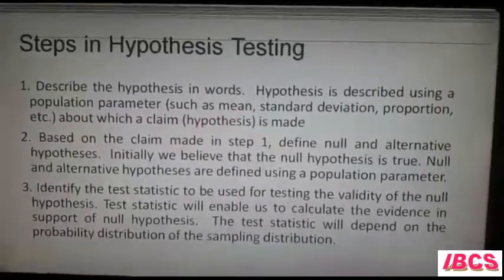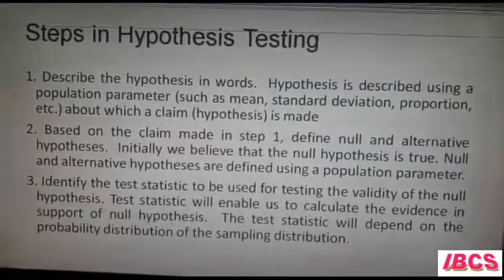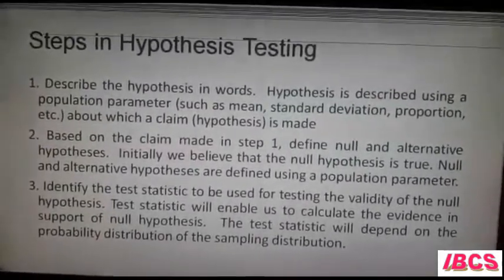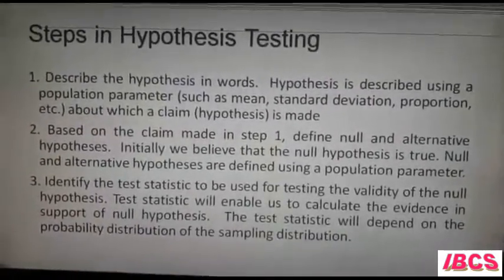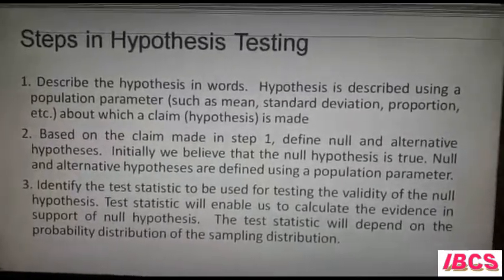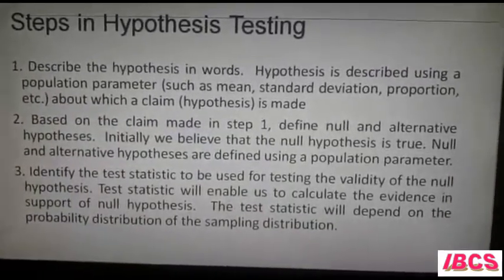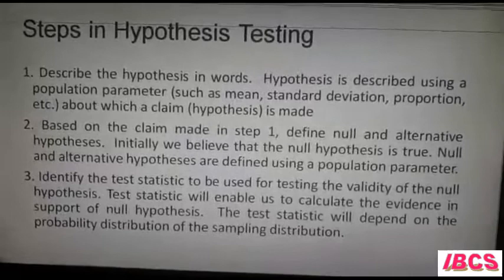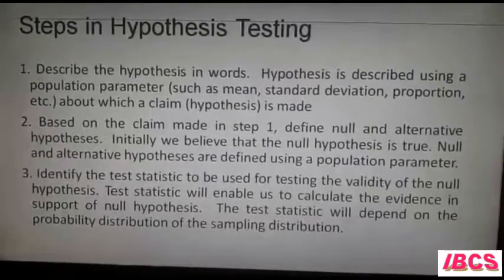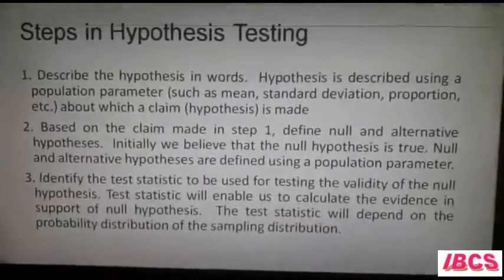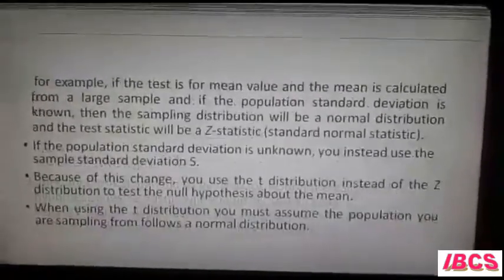The different steps in hypothesis testing: first, you formulate the hypothesis in your own words. Then, based on the claim, you define the null hypothesis and alternative hypothesis. Initially we believe that the null hypothesis is true, so the null and alternative hypotheses are defined using a population parameter. Then, third step, you identify an appropriate test statistic which will be used for testing the validity of the null hypothesis. The test statistic will enable us to calculate the evidence in support of the null hypothesis.